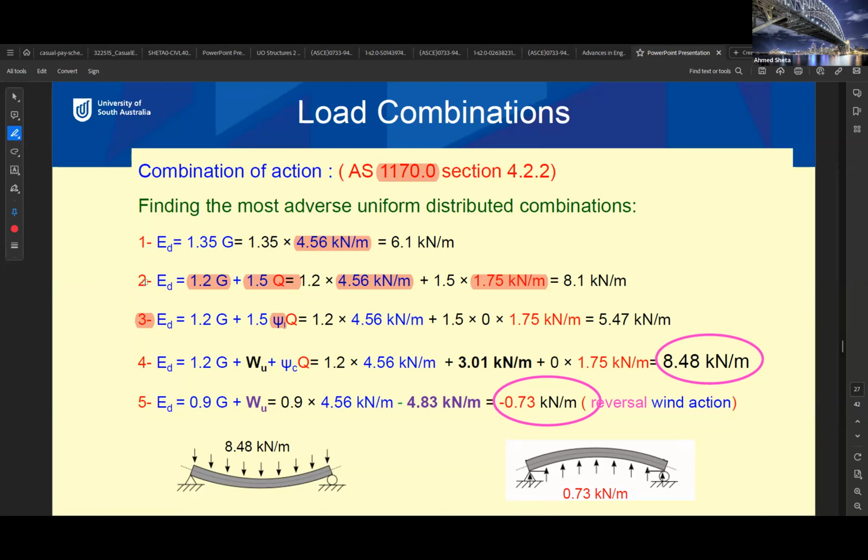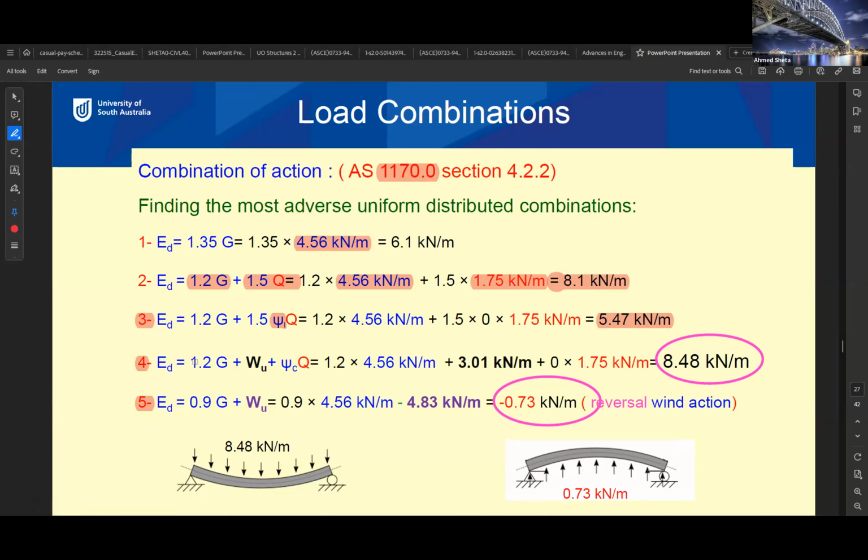So do you expect 3 will be more than 2? No. Okay, because they are similar, just we are reducing this one, but sometimes for other special cases it can be different. But for our course, all the time this will be greater than this. What are the most important ones in our calculation for roof beam? Number 4 and number 5.